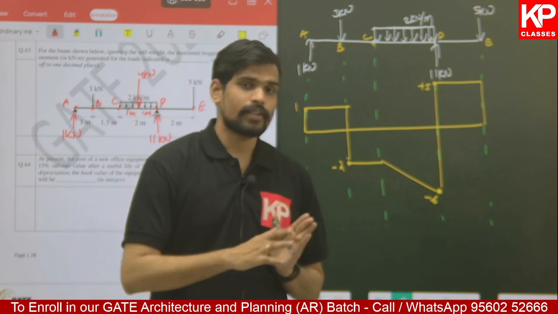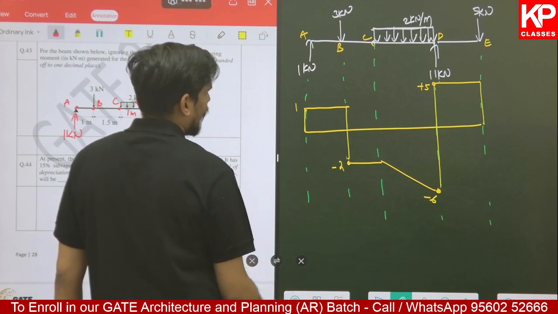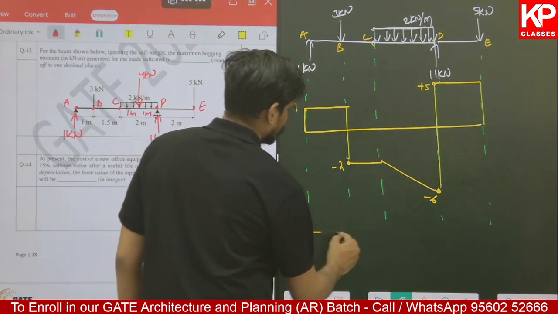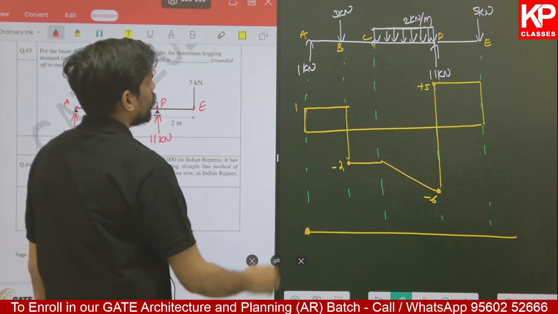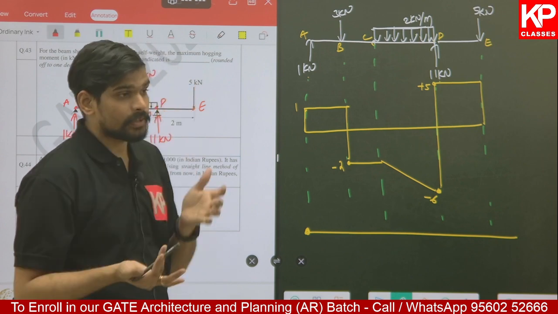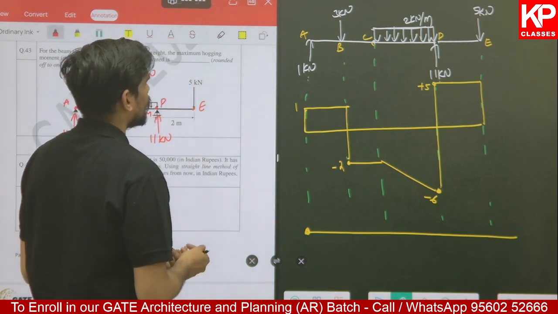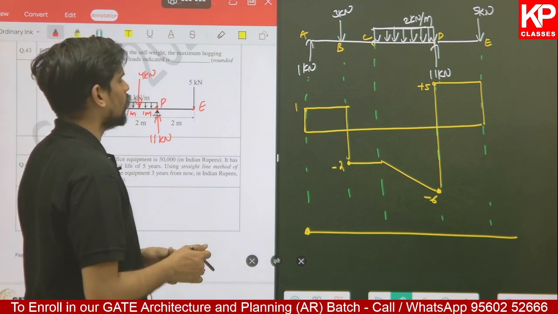Now, from the shear force diagram, you can generate the bending moment diagram. So if you draw the bending moment diagram for this, start with zero because there is no point moment acting at support A and it is not a fixed support too, so it will be zero over here. It is a hinge support and that's where bending moment will be zero.